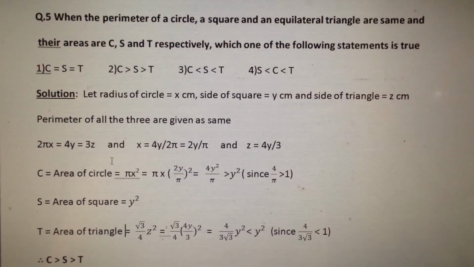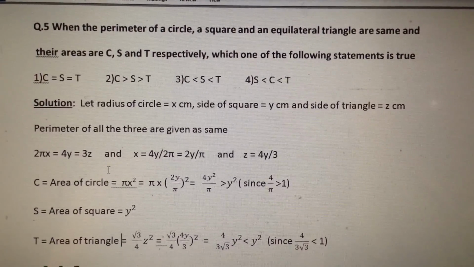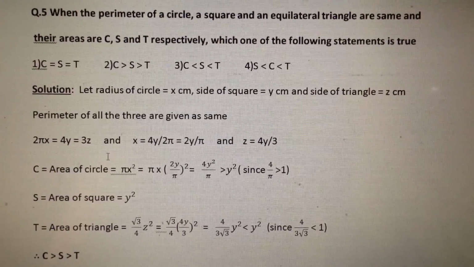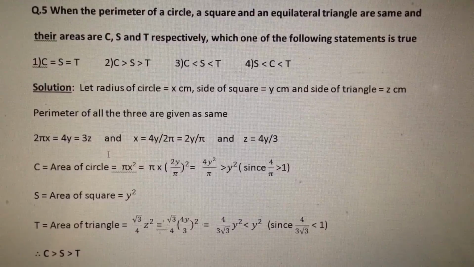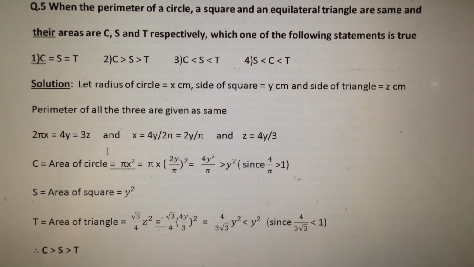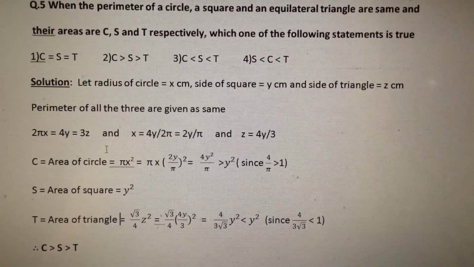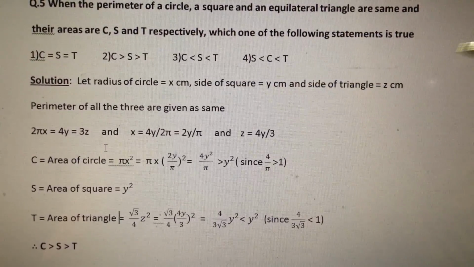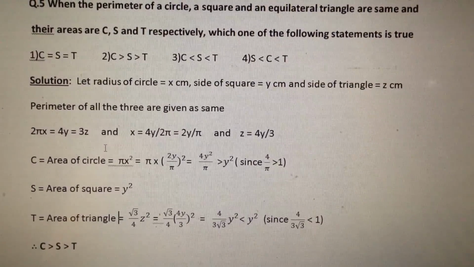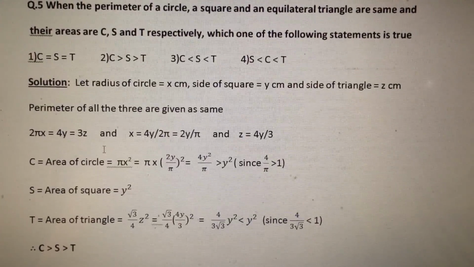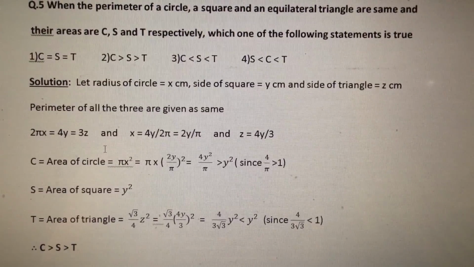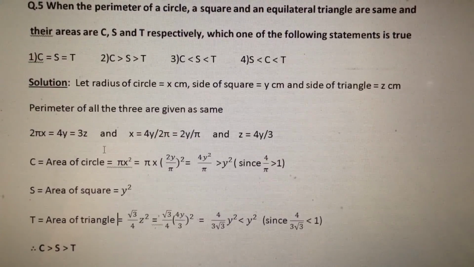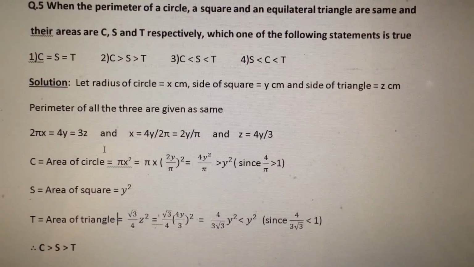Next question. When the perimeter of a circle, a square and an equilateral triangle are the same and their areas are C, S and T respectively, which one of the following statements is true? Let us suppose that the radius of the circle is x centimeters, the side of the square is y centimeters and the side of the triangle is z centimeters. Now we know that the perimeter of a circle is 2 pi x, the perimeter of the square is 4y and the perimeter of the equilateral triangle is 3z.